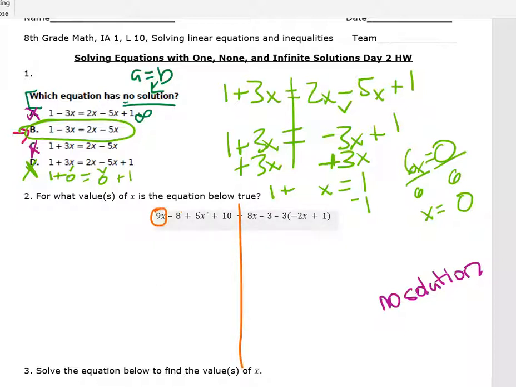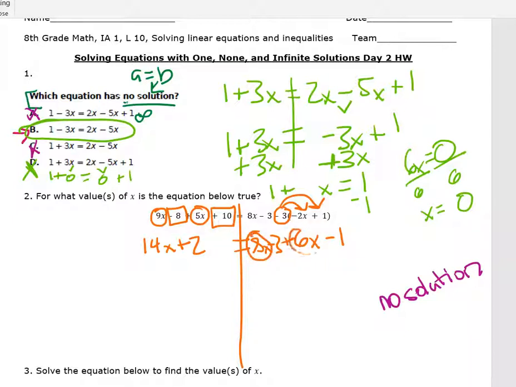So again here, I'm going to combine my 9x with my 5x, I have my negative 8 and my positive 10. So I can simplify this by saying 14x plus 2. Still feel good about that, okay? I'm going to distribute my negative 3 to my negative 2x and my positive 1. So I'm left with 6x, because negative 2 times negative 3 is equal to 6, right? It's a positive number. Negative 3 times positive 1 is negative 1. So I'm left with 8x minus 3 plus 6x minus 1.